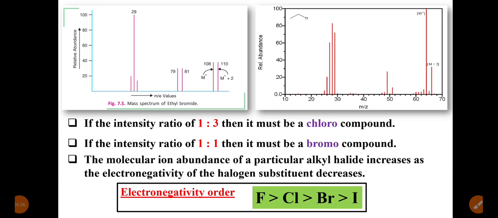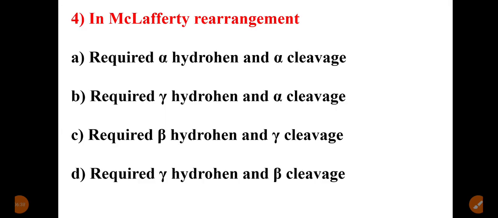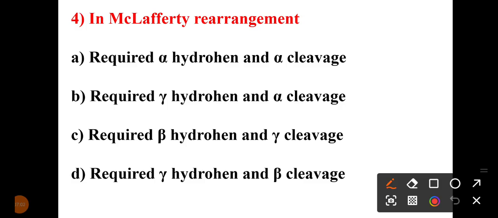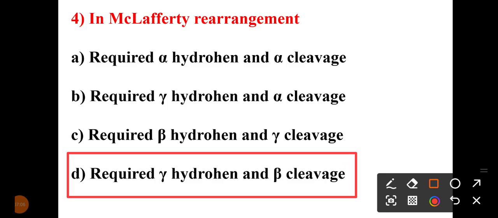Okay. The next question, on the McLafferty rearrangement, right? That rearrangement is very important in mass spectroscopy. So what is the requirement of that rearrangement? The options: first, alpha hydrogen and alpha cleavage; second, gamma hydrogen and alpha cleavage; beta hydrogen and gamma cleavage; gamma hydrogen and beta cleavage, right? So what is the correct answer here? That is right: gamma hydrogen and beta cleavage.